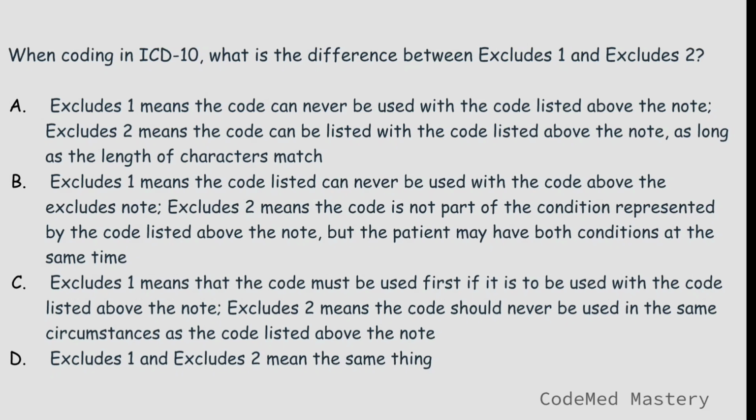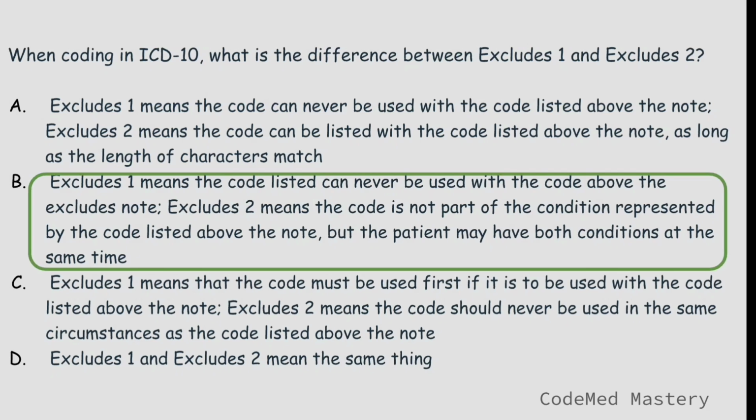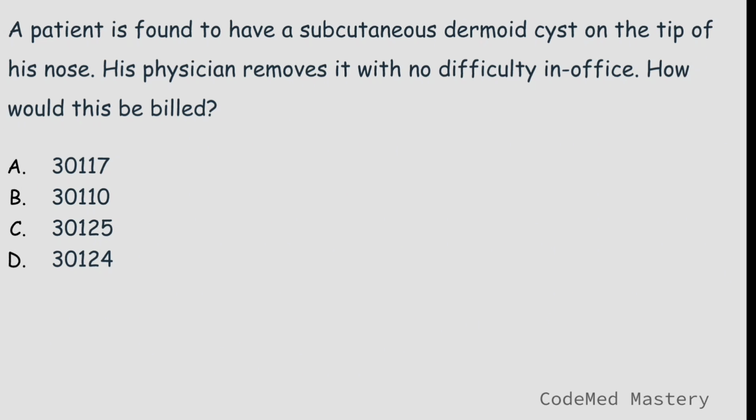So, it is matching with the option B. That is, excludes 1 means the code listed can never be used with the code above the excludes note, and excludes 2 means the code is not a part of the condition represented by the code listed above the note, but the patient may have both conditions at the same time. So, option B is the right answer. I hope you're clear with it. Next question.